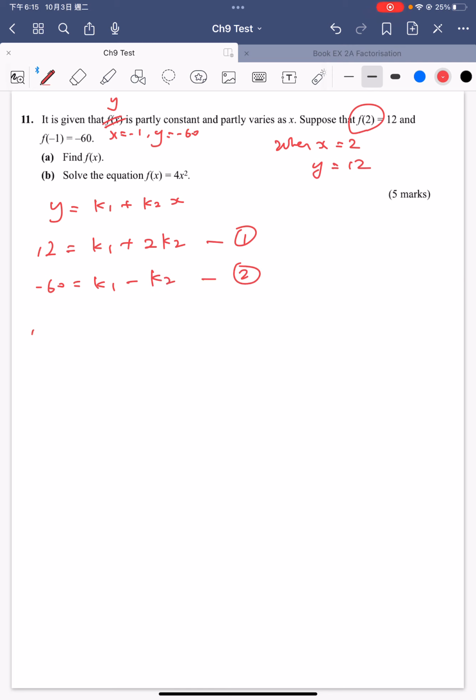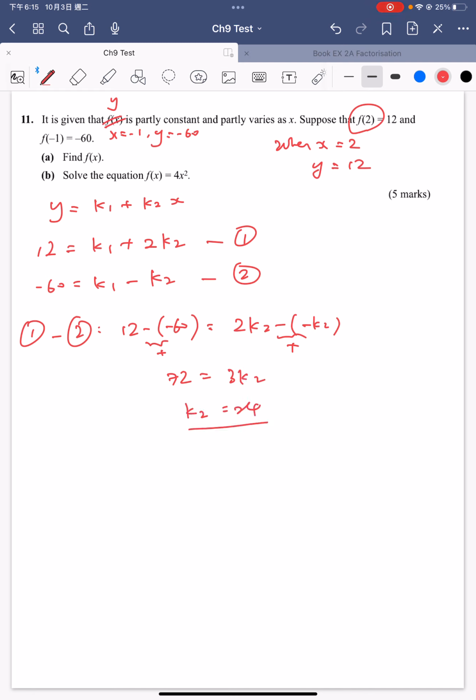Then what we can do is to use the first equation minus the second equation to get 12 minus -60. Then k1 is eliminated. On the right hand side we still have 2k2 minus -k2, which simplifies, it becomes plus. So we have 72 is equal to 3k2. So k2 is equal to 24.